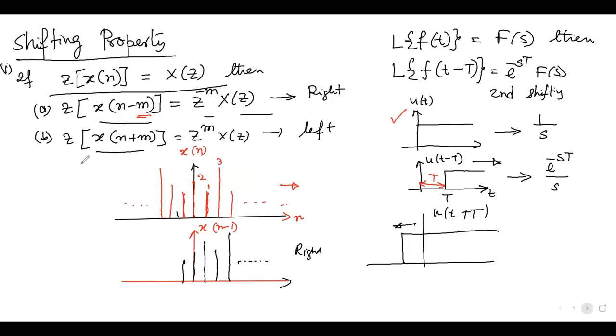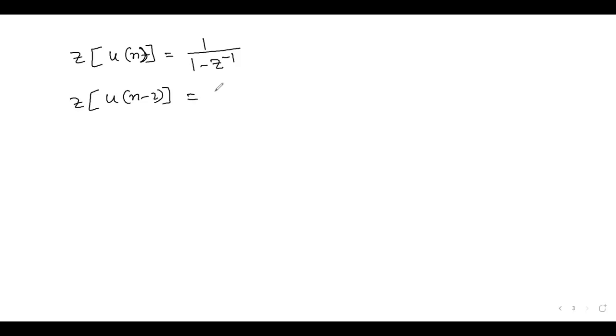All right. Now, how can we use this? For example, we know the Z transform of u of n. What is that? It is 1 by 1 minus z inverse, right? Now you are asked to find the Z transform of u of n minus 2. By the property, this is z to the power minus 2 into X of z, that is z to the power minus 2 by 1 minus z inverse.